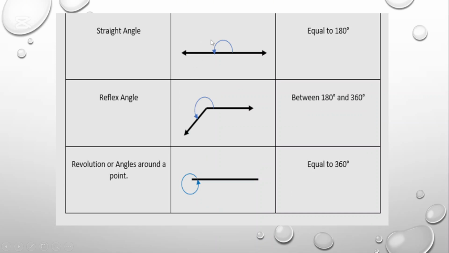Here we have the one that moved and it's in line with the first side. So we have a straight line here, and you call that the straight angle. Then we have the one that moved right around past 180, and this type of angle is between 180 and 360, and that's our reflex angle. And of course, all the angles around a point equals 360, and we call that the revolution, or we can just call it angles around a point.